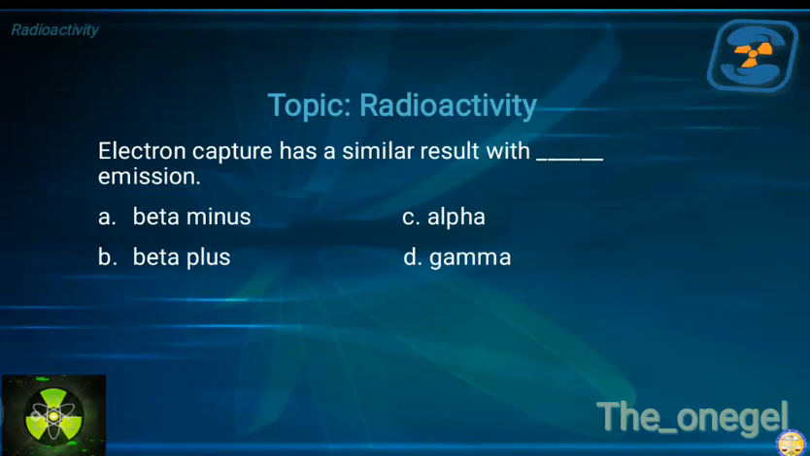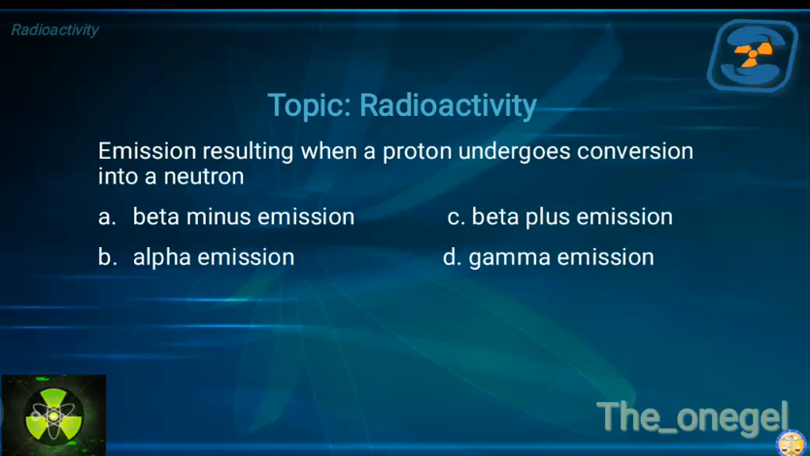Electron capture has a similar result with blank emission. Is it letter A, beta minus? Letter B, beta plus? Letter C, alpha, or letter D, gamma? Number 2. Emission resulting when a proton undergoes conversion into a neutron. Letter A, beta emission. Letter B, alpha emission. Letter C, beta plus emission. Or letter D, gamma emission.